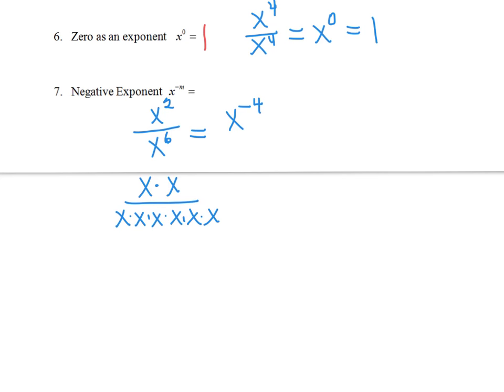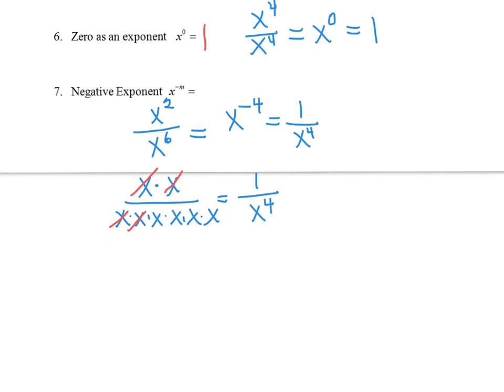So when we do the cancellation of same terms on the top and the bottom, this x would cancel with one of the x's on the bottom. This x would cancel with one of the x's on the bottom. And this is the same result as 1 over x to the 4th power. So our answer for x to the negative 4th is equivalent to 1 over x to the 4th.